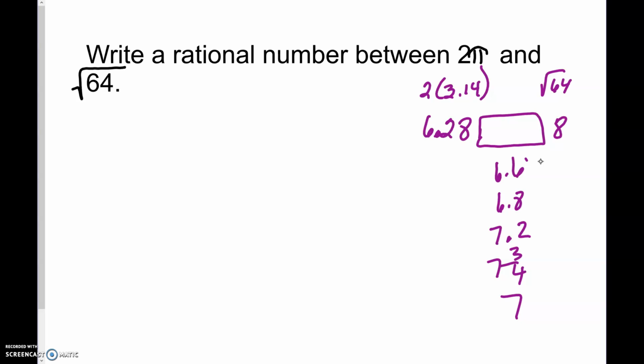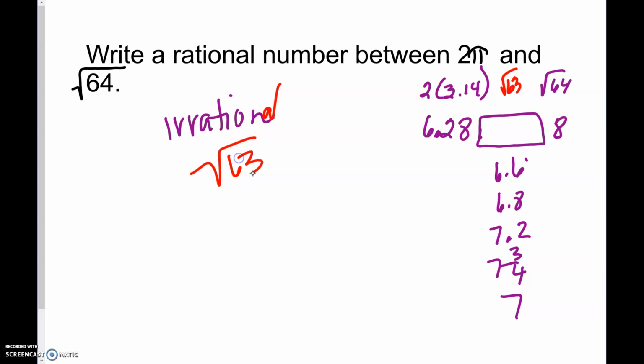Now, if I said an irrational number, so let's just say I change those directions and I change it to irrational number, now we need to pick something between here, so like the square root of 63. So is the square root of 63 smaller than 64? Yep. So the square root of 63 would be an irrational number. The square root of 60, the square root of 59, square root of 58, square root of 54, any of those are going to fit in there.